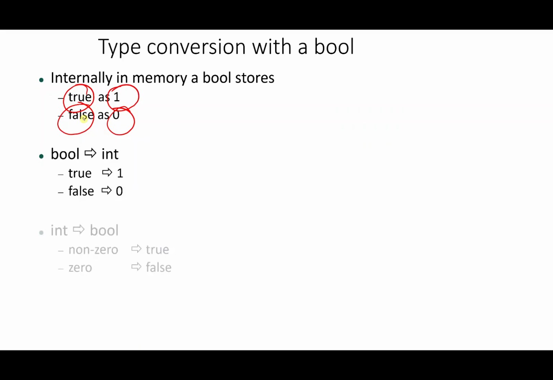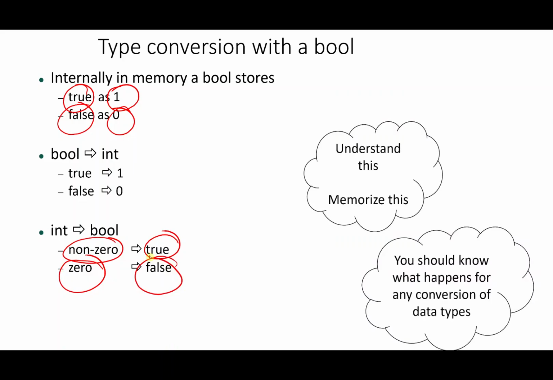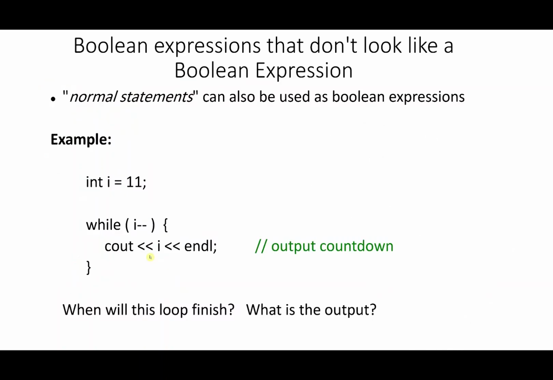And if you have a non-zero, it's going to be treated as if it's true. And if you have a 0, it's going to be treated as false. And we have seen this in this lecture, in this video, right? So you have to understand and memorize this because this is so critical to your understanding of C++.